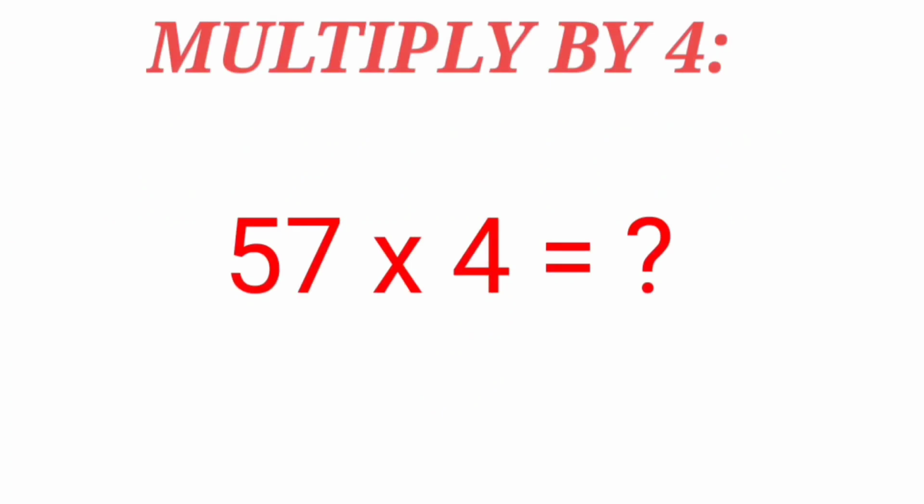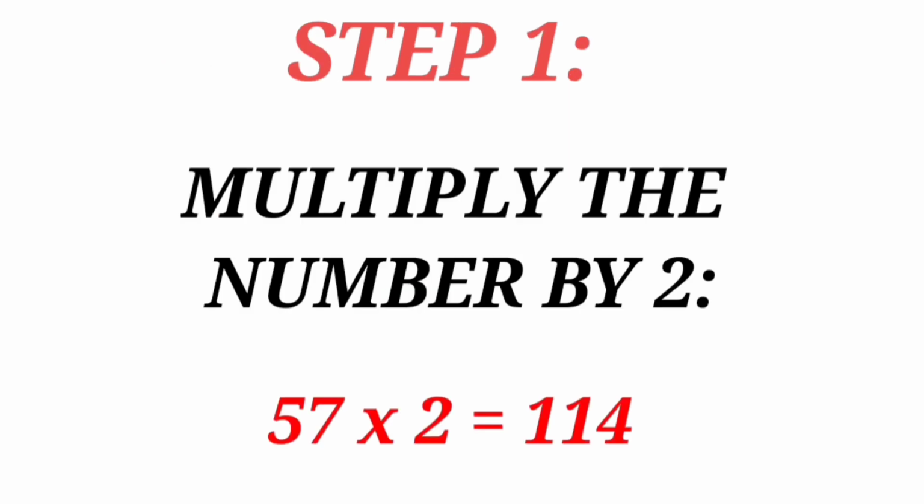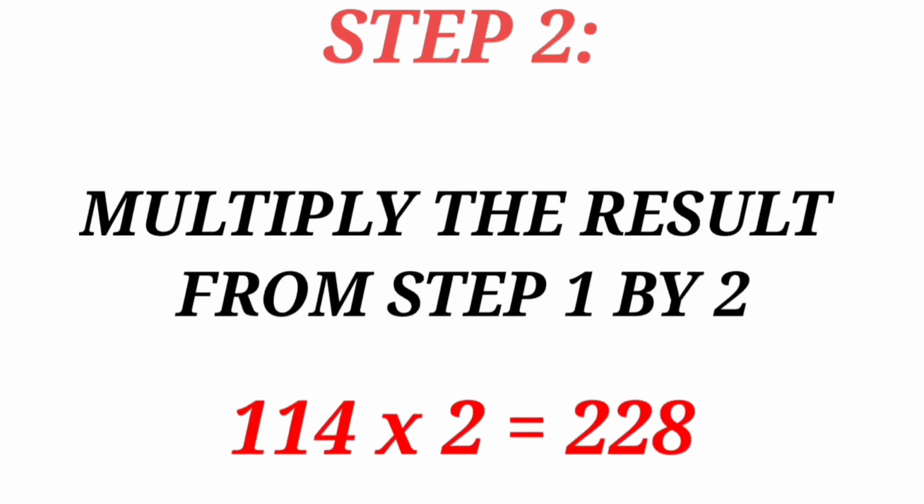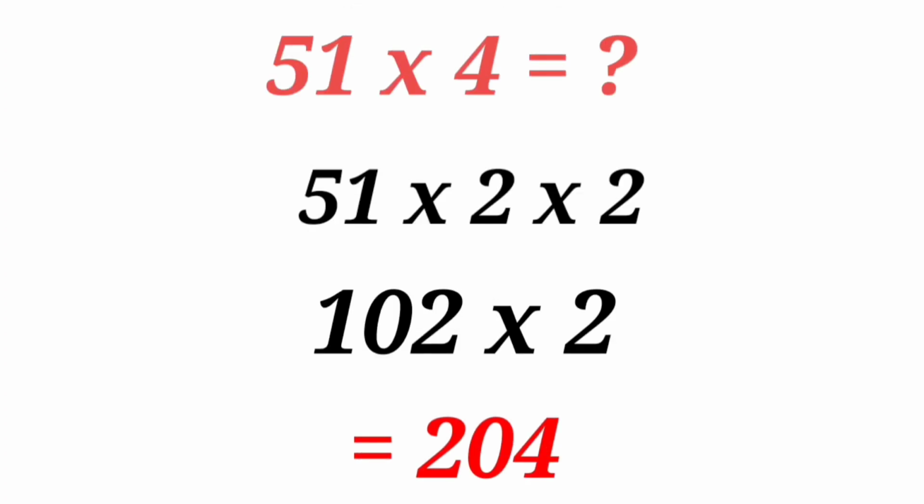Method 5. Now let's see how to multiply any number by 4. For example, 57 multiplied by 4. Step 1 is, multiply the number by 2. 57 multiplied by 2 is 114. Step 2 is, multiply the result from step 1 by 2. So, 114 multiplied by 2 will become 228. Here is another example of this method.